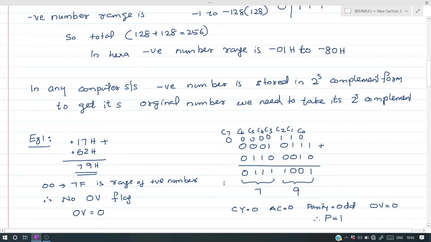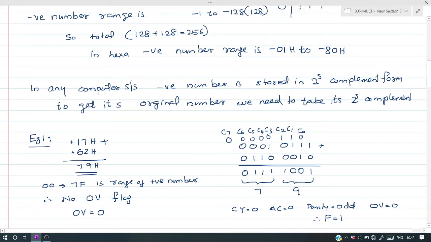So when we are considering these results, there is no carry. Carry is 0. There is no carry from the LSB nibble to the MSB nibble. Therefore, auxiliary carry is 0. The number of 1s is 1, 2, 3, 4, 5, an odd number. Therefore, parity is odd. If parity is odd, the parity flag will be set. And the overflow flag is 0.